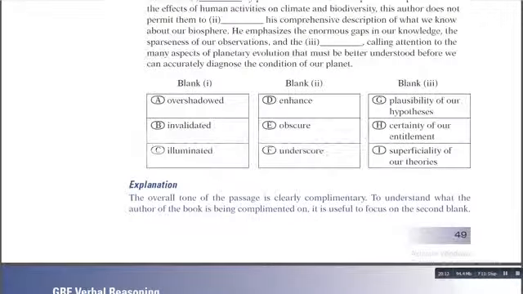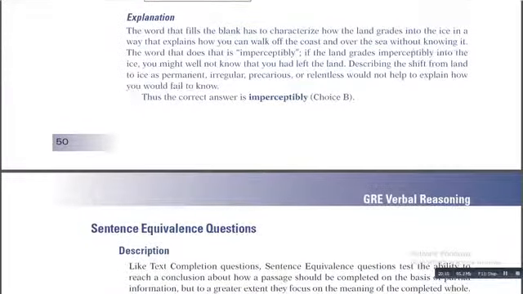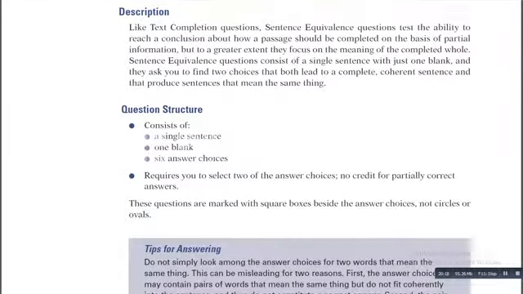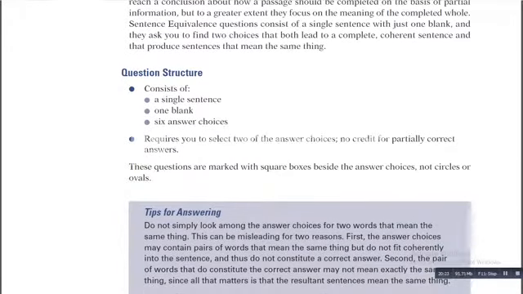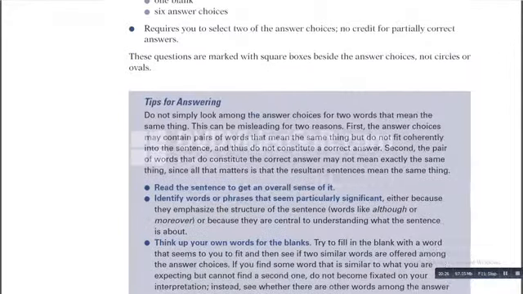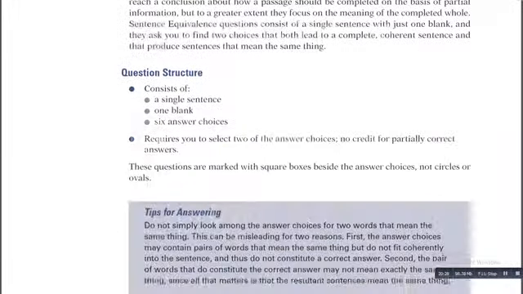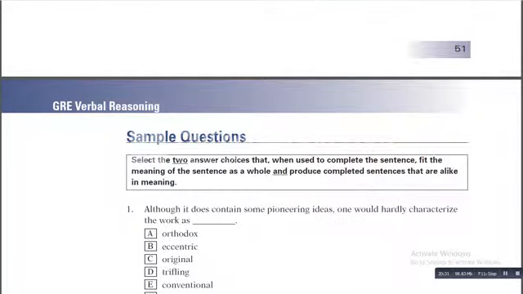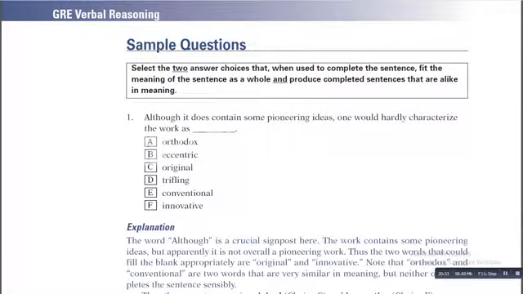Now, the difference between this one and the one I just finished talking about: yes, there are some cases where one answer is not just one, like I showed you in the reading comprehension. Sometimes there may be more than one answer in an option. For example, I told you always read the instruction they are giving you at the top of every question set. Now look at this one. Select the two answer choices that, when used to complete the sentence, fit the meaning of the sentence as a whole and produce completed sentences that are alike in meaning. Now that means there are two options here that fit into this. But although it does not contain some pioneer ideas, that's the question.